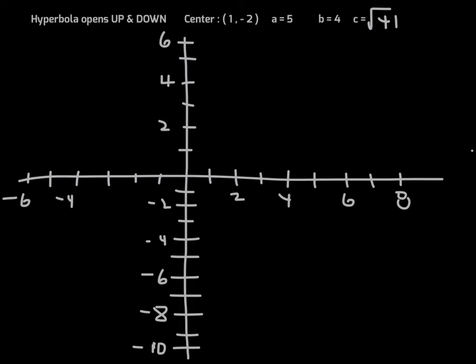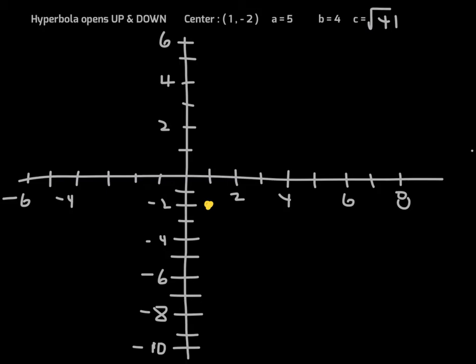My center is (1, -2). I'll plot that first. So (1, -2) is about right there. There's my center. And the distance a equal to 5, this distance right here, since this hyperbola is opening up and down, is the distance that if I move 5 units up and down from my center, I will reach my vertices.